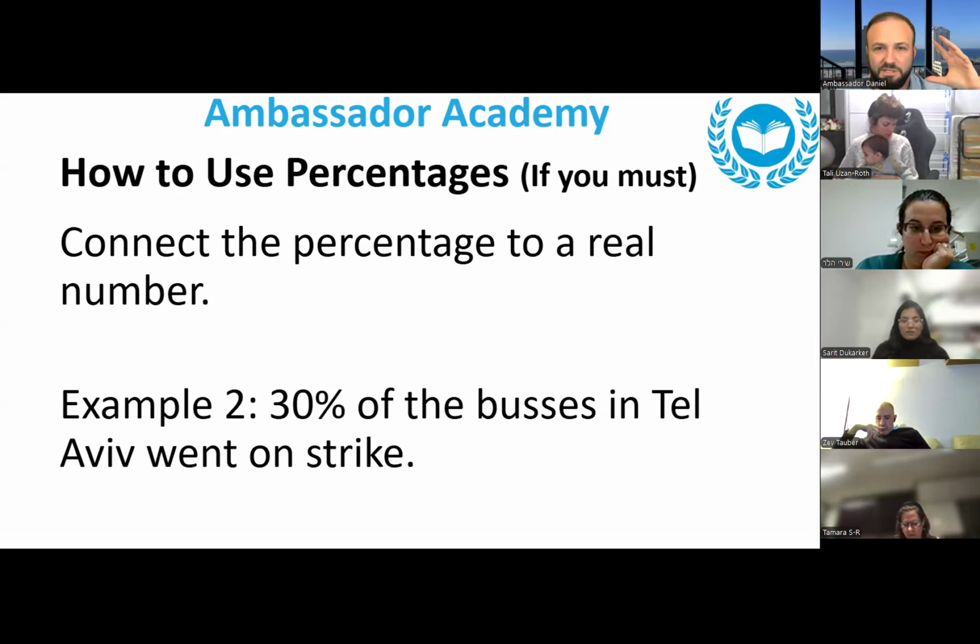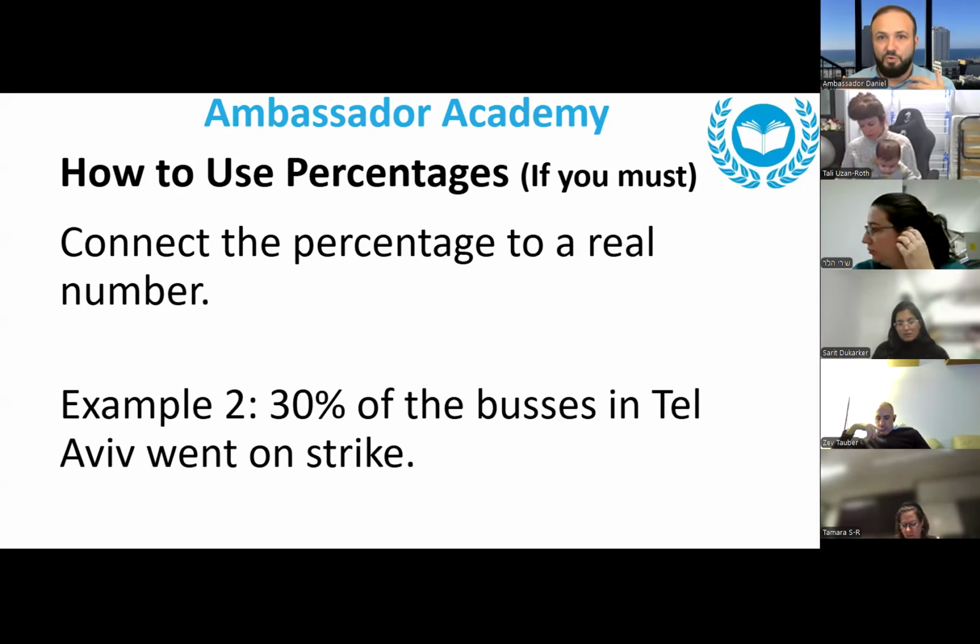And I want to show this process and walk us through it because it's important to see the distinction, as we naturally throw out percentages because we think they're impressive. They're not, because they don't connect to anything real. 30% of buses in Tel Aviv went on strike. Does anyone here feel anything? Do we know what that means? We don't know how many buses there are, so we don't know anything.